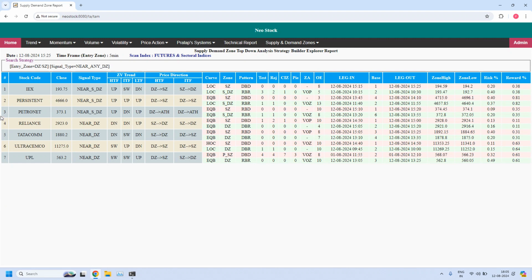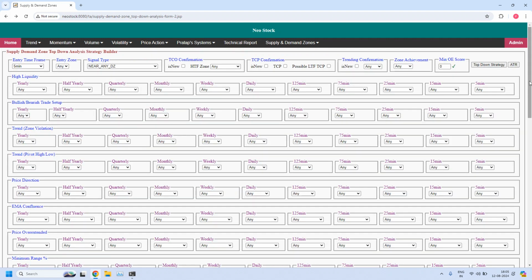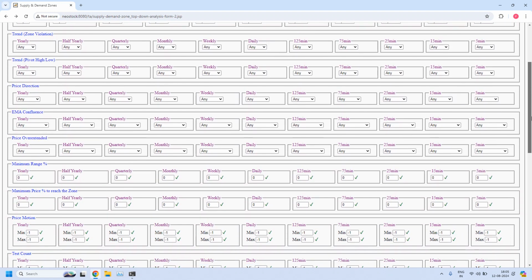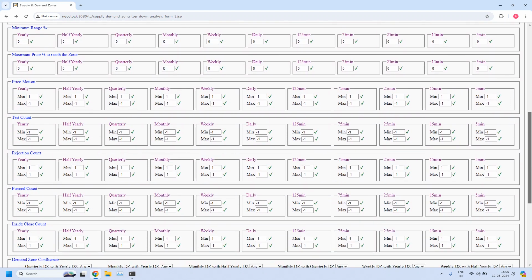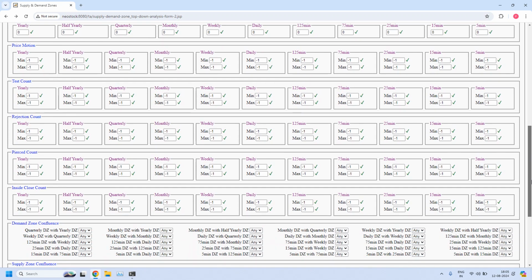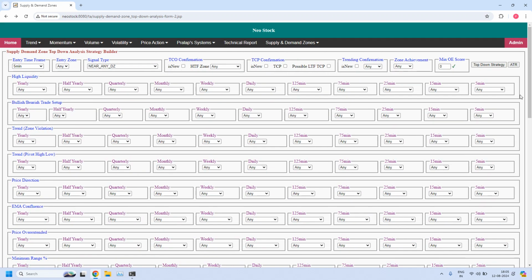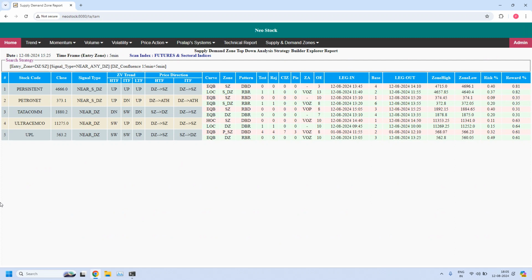Now let us check how many of these stocks are having confluence with the 15 minutes time frame demand zone, 5 minutes and 15 minutes. So this is the one, 5 minutes demand zone with 15 minutes demand zone confluence. I am enabling. Now let us filter. Okay, good. 5 stocks are having confluence with 15 and 5 minutes demand zone.